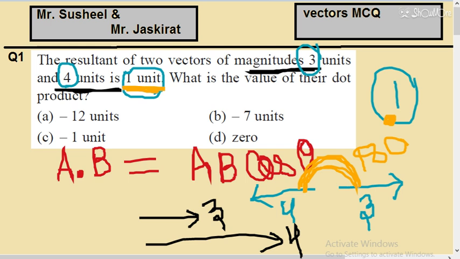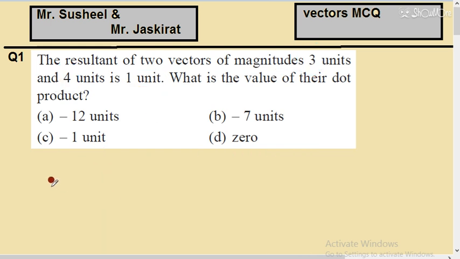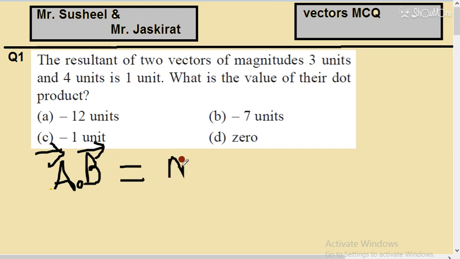Okay, now I am clearing it. So the dot product a dot b, you can write the vector sign above, I am skipping it sometimes, is equal to the magnitude of a, the magnitude of b, cos of theta between them.